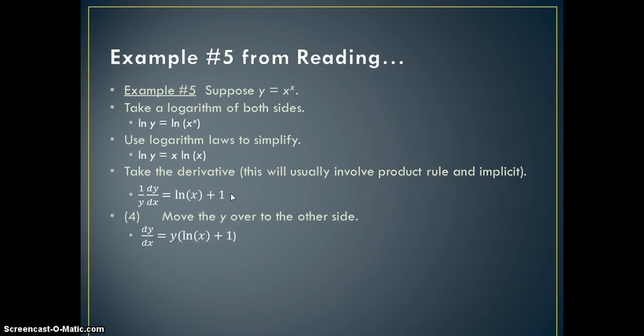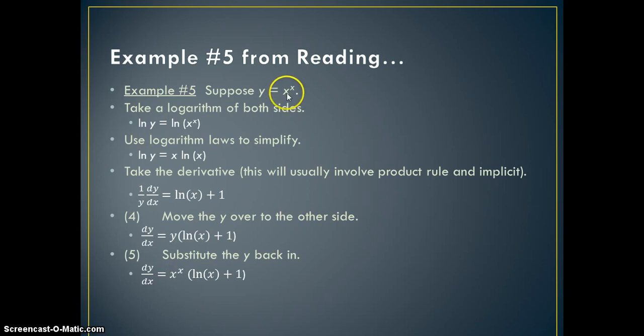We can move the y over to the other side and get dy dx is equal to y times natural log of x plus 1. And remember, y was equal to x to the x. So we get this formula that dy dx is equal to x to the x times natural log of x plus 1.